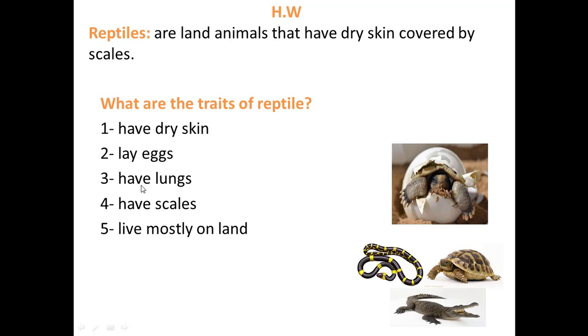If you find these traits in any animal, you have to call it a reptile. Okay? What are the traits of reptiles? They have dry skin and lay eggs. Look, the turtle hatches from an egg, and the snake and all the reptiles lay eggs. They have lungs, have scales, and live mostly on land.